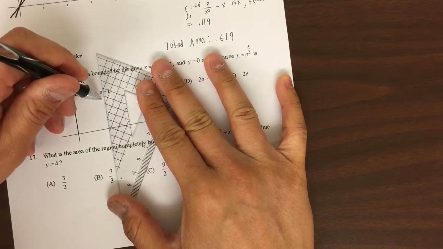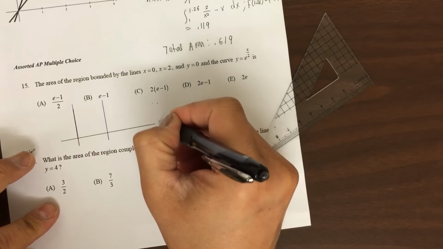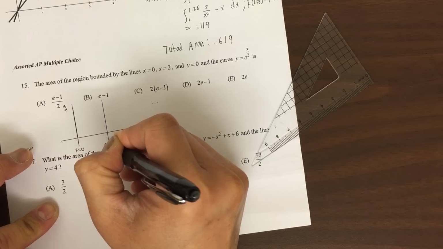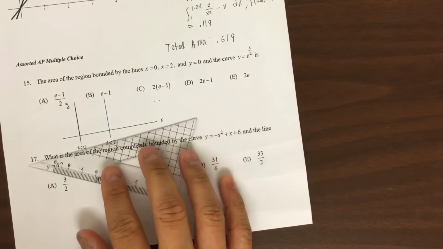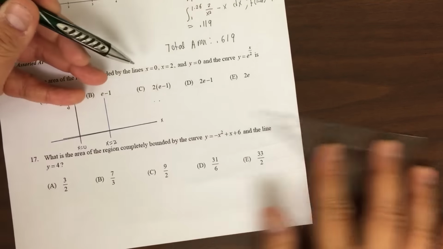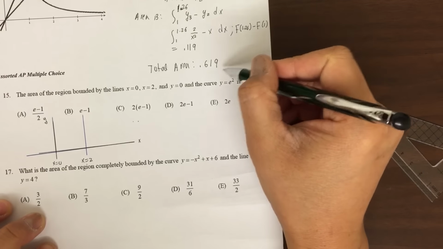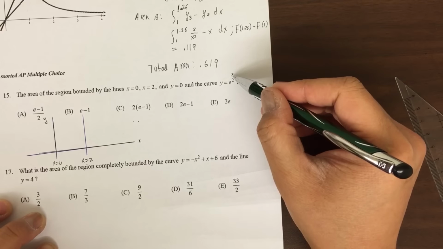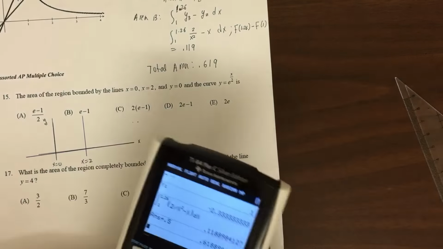This is the line x equals 2, right? X equals 0, x equals 2. And then y equals 0. So here is the line y equals 0. Okay. And then the graph of the curve y equals e to the x over 2.